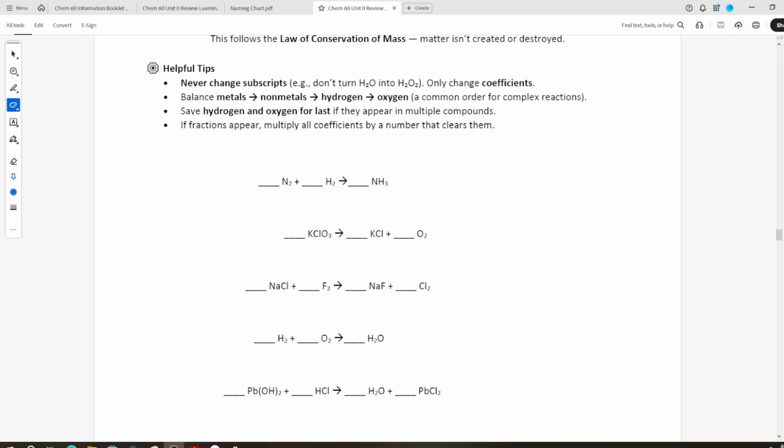When we look at this, we have 2 nitrogens on the left, but only 1 on the right. We have 2 hydrogens on the left, and 3 on the right. So this is not balanced for any element. How are we going to balance it? Well, these are all nonmetals, so we're going to start with our nonmetals and maybe leave hydrogen to the end. If I put a 2 here, now I'm balanced in my nitrogens. But now on the right-hand side, I have 2 sets of H3, which means I have 6 hydrogens. To balance that, I can put a coefficient of 3 in front of my hydrogen, and then I'm balanced.